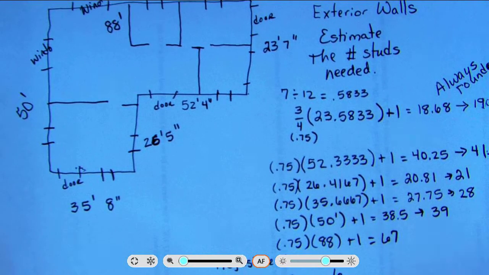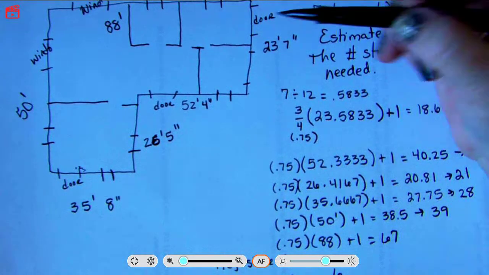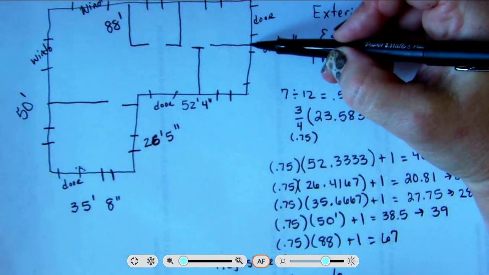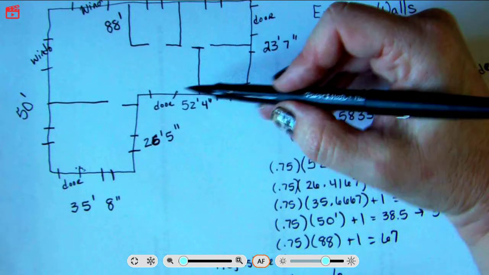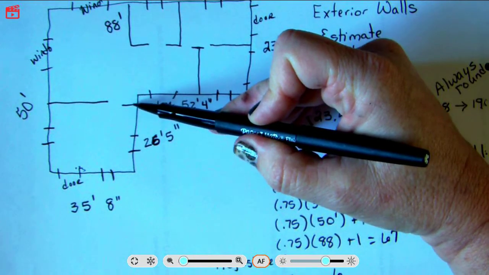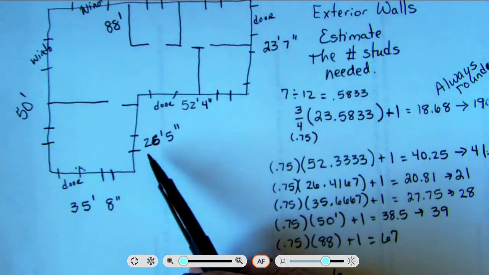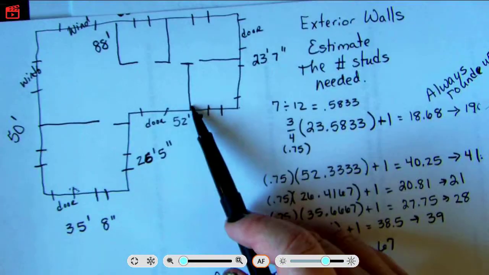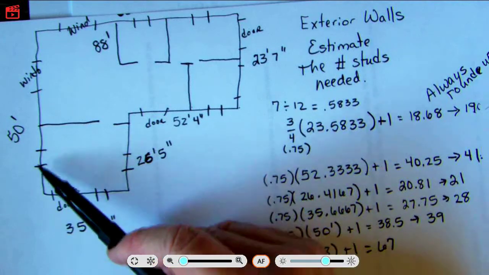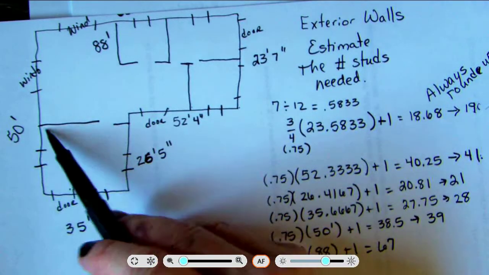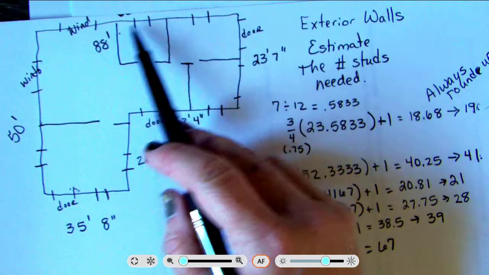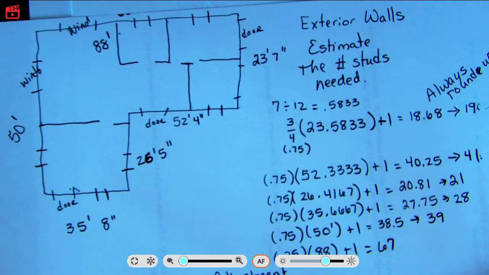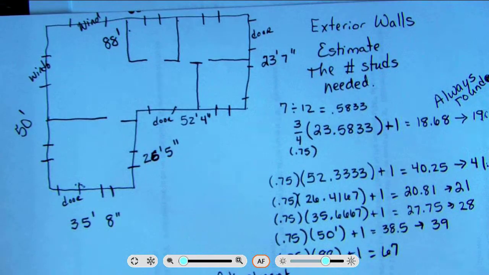Our interior partitions are anytime a wall came to the outside wall. So I'm going to walk myself the way around. 1, 2, 3. No matter how little it is, it has to count. So 1, 2, 3. These are actually windows, badly drawn. 4, 5, 6. So again, we had 6 interior wall partitions.